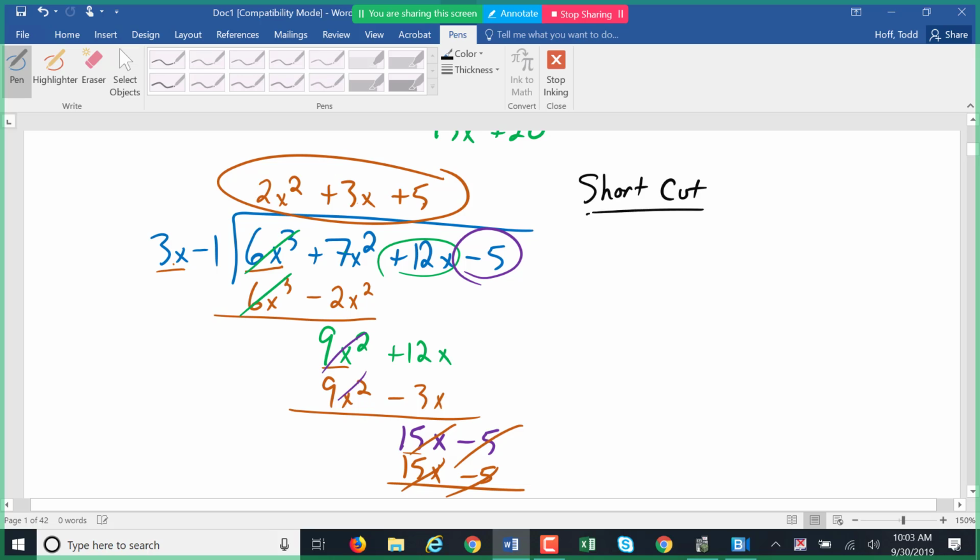Now your book teaches a shortcut, and the shortcut it uses would not apply to this problem here. It only applies if you're dividing by something of the form x minus c. So that coefficient on x in your divisor has to be 1.